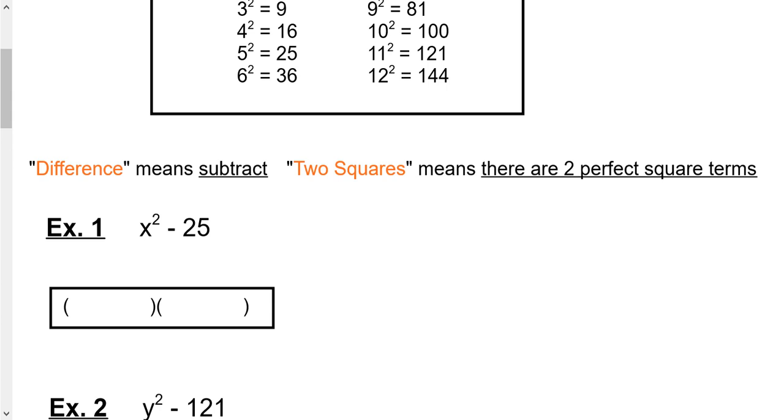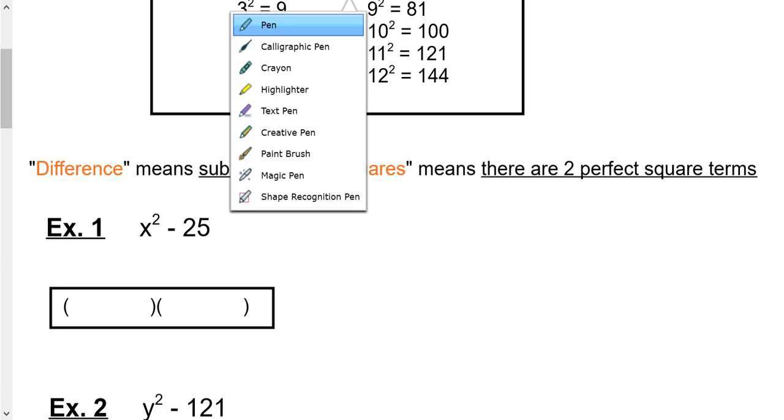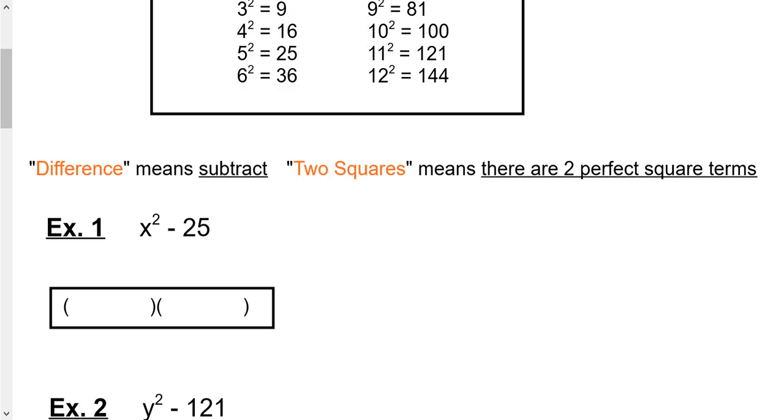Our first example is x squared minus 25. Now, as you can see, it's only two terms here, and there is no middle term. So really all you have is an A and a C. And because there's no middle term, that means one answer will be positive, the other will be negative.